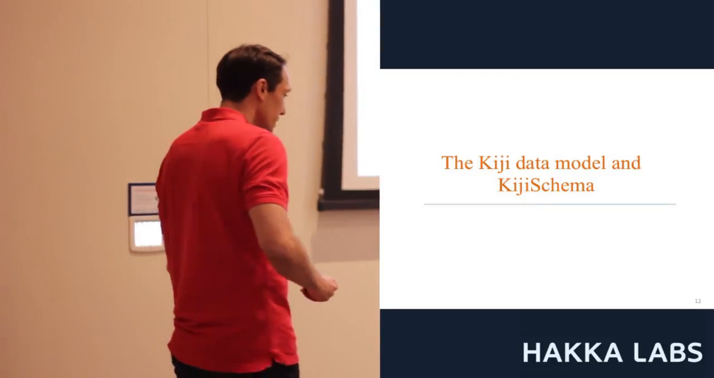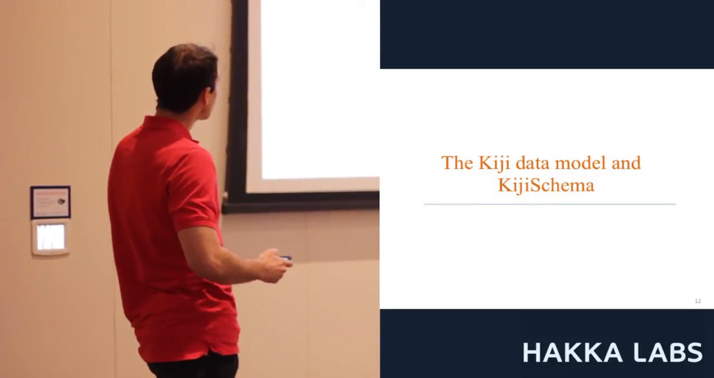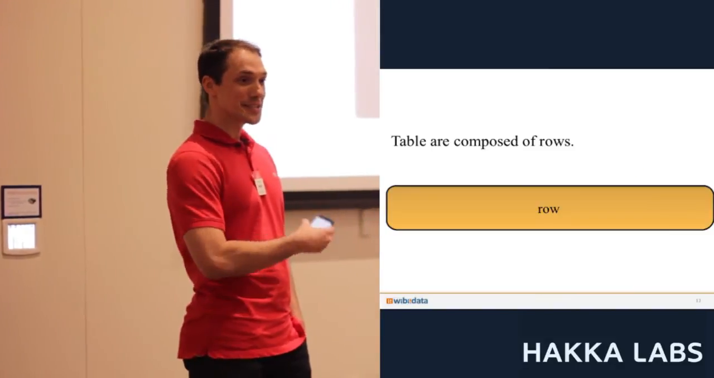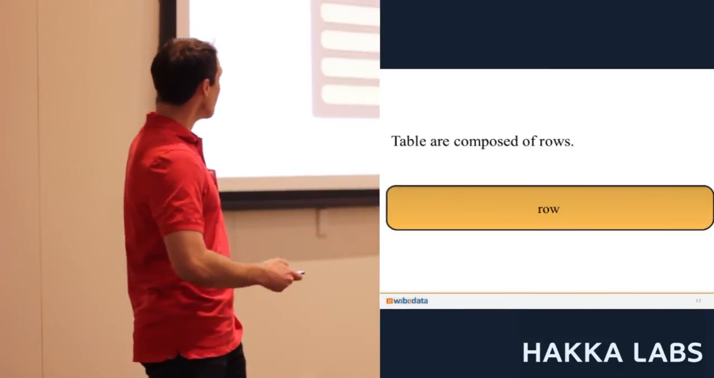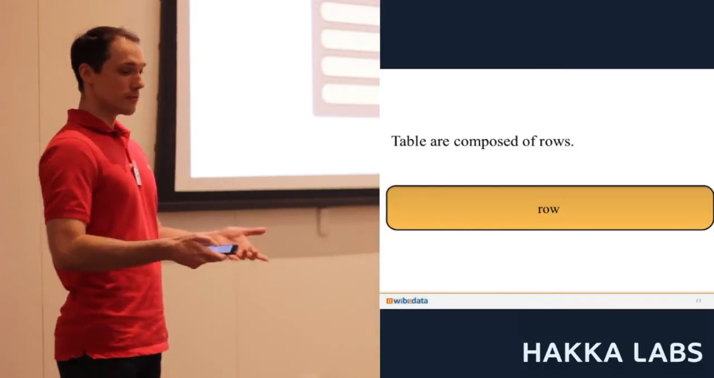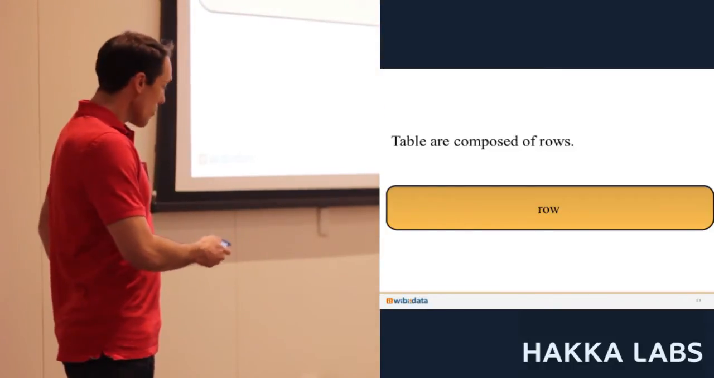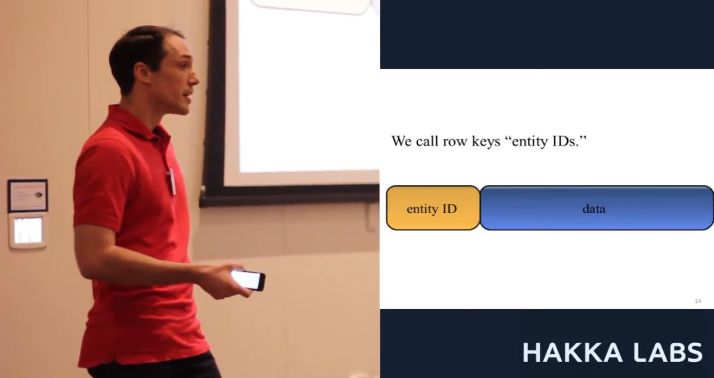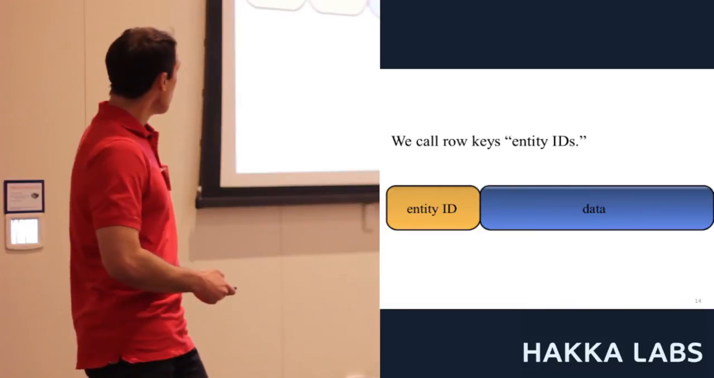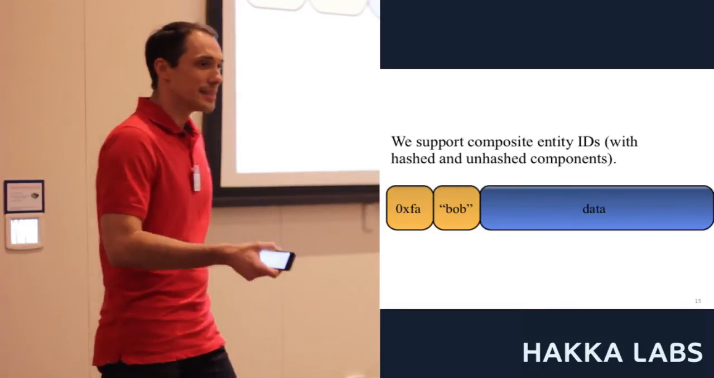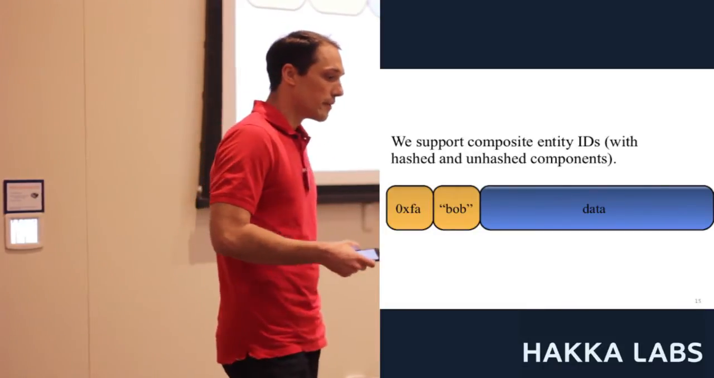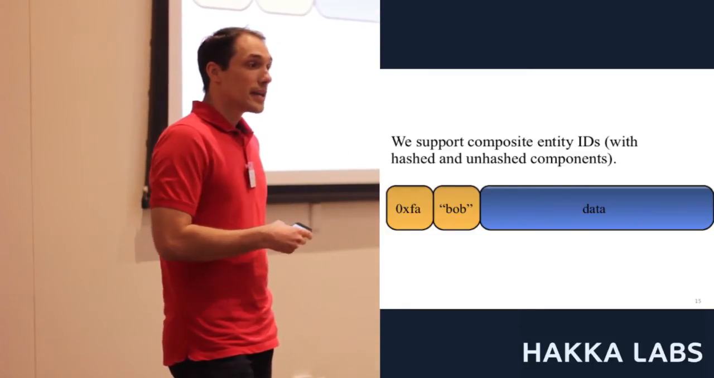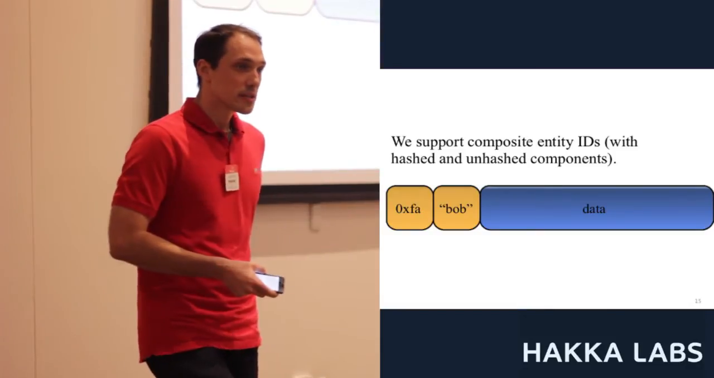And now I'll get into the data model. The data model is pretty straightforward, as you'd expect. All the data exists in a collection of tables. Those tables are composed of rows, and every row has a row key and some data. In Kiji, we call the row key an entity ID, and we support composite entity IDs. So you can have multiple fields from your data model that you use to index a row, and some of these are hashed, some of them are unhashed.